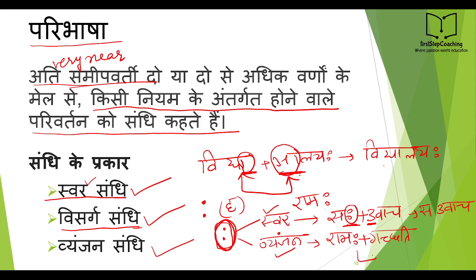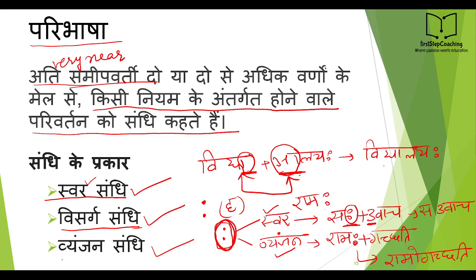Similarly, if you have vyanjan, suppose you are writing a word ramaha plus gachati. So when you combine it, it will become Ramo Gachati. So what is happening? The change has come in Visarg and the Visarg is becoming O ki matra. Understood? So when there is a change coming in Visarg and it becomes something else, then it is called Visarg Sandhi.